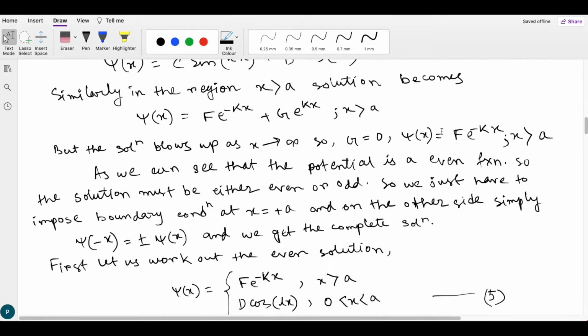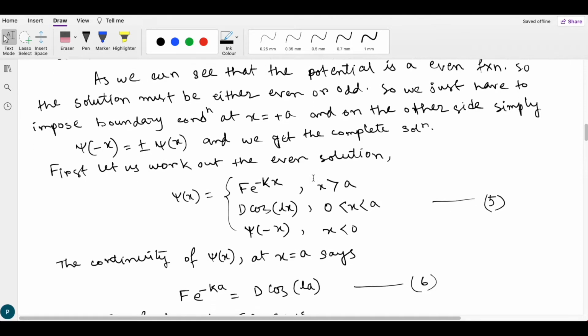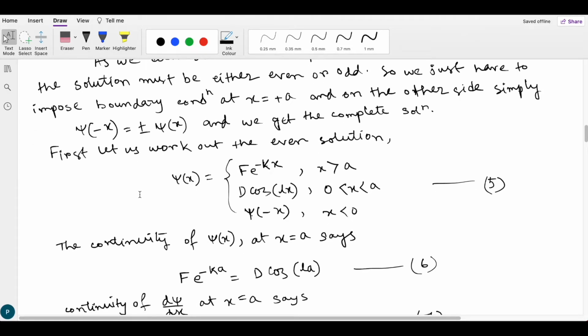As we can see, the potential is an even function, so the solution must be either even or odd. I have told you this already. So we just have to impose the boundary condition at the point x equals plus a, and the other side is simply psi of minus x equals plus or minus psi of x, plus for even and minus for odd wave functions, and that's all. We get the complete solution. Now first let us work out the even solutions.